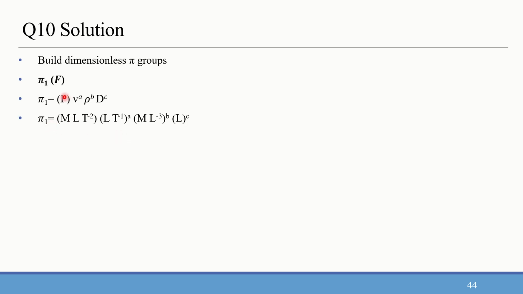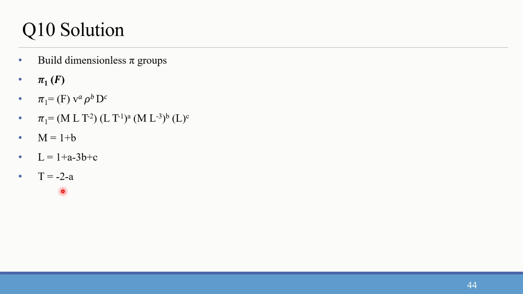So pi 1 equals F, which is M L t minus 2, times L t minus 1 to the power a, times rho, M L minus 3 to the power b, times d, L to the power c. For M, the exponent is 1 plus b. For L, it is 1 plus a minus 3b plus c. And for t, it is minus 2 minus a. These are all the exponents we have. Now we have to equate them to 0, as we do all the time.